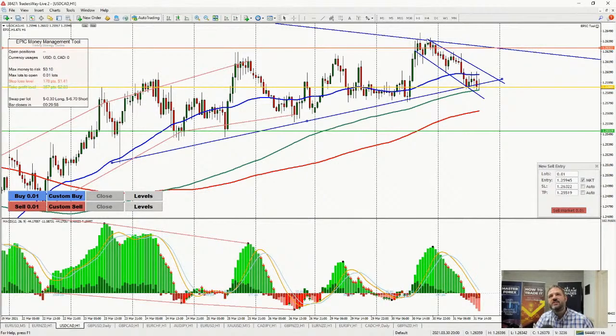So I'm watching this channel. Still an uptrend. Nothing's happened yet. It's testing, but it's not actually doing anything right now. It's just trying to make the move, okay?